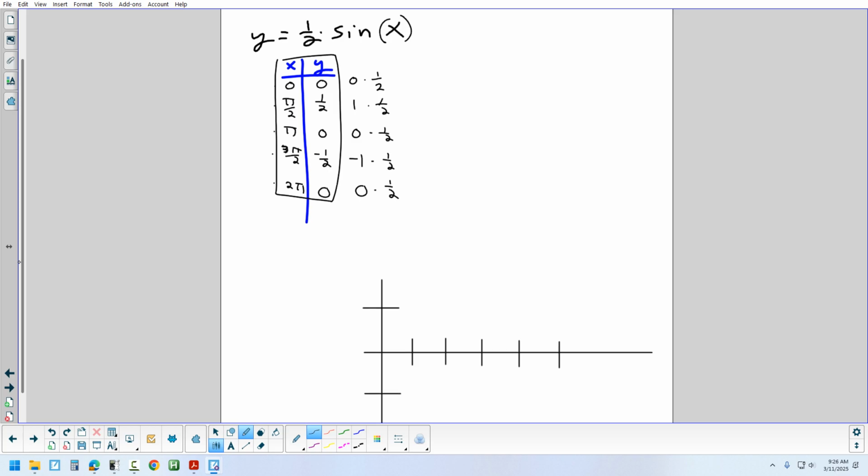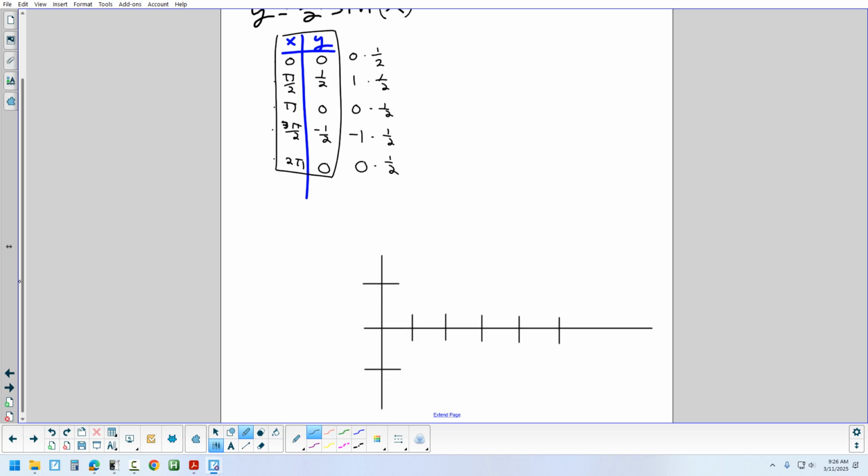Alright. Now I'm going to do the same thing I did last time. I'm going to scale my tick marks. I don't have to on this one. If I wanted to call this 1 and -1, I could. And then just kind of estimate a half is in the middle. But it's just how I do it. So 0, pi over 2, pi, 3 pi over 2, 2 pi. Okay. And now graph your points.